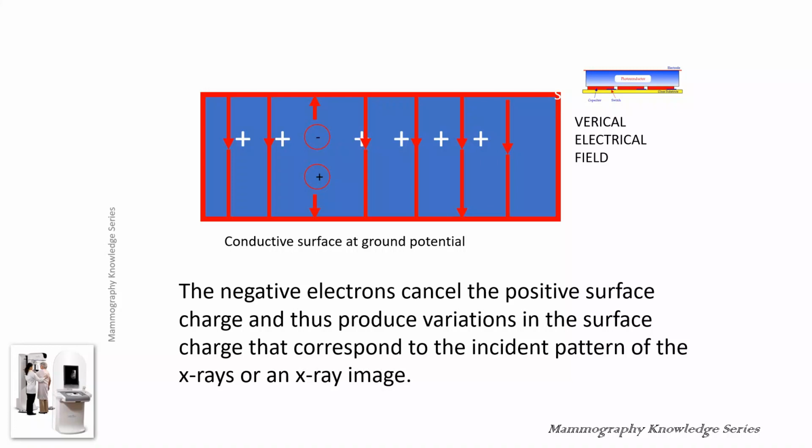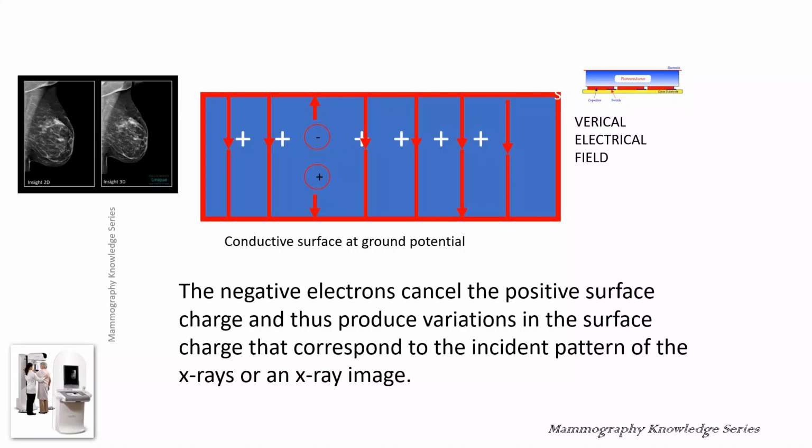Basically, with this detector, what we're doing is the negative electrons cancel the positive surface charge and thus produce variations in the surface charge that correspond to the intensity of the radiation captured, or the pattern of X-rays, or an image.